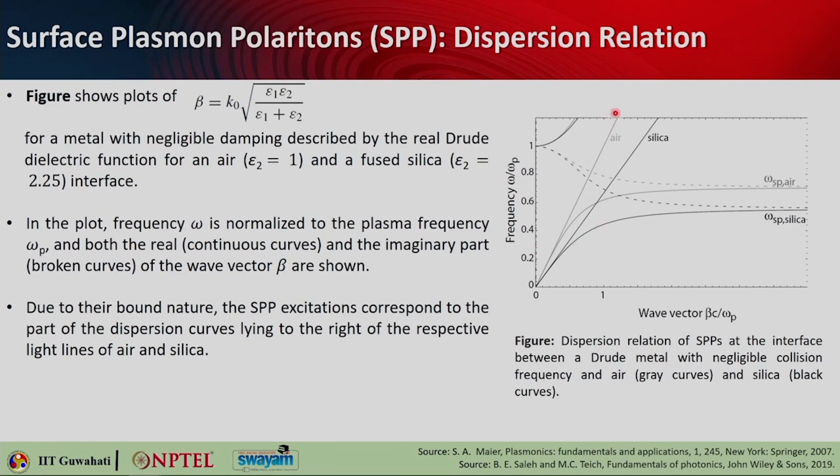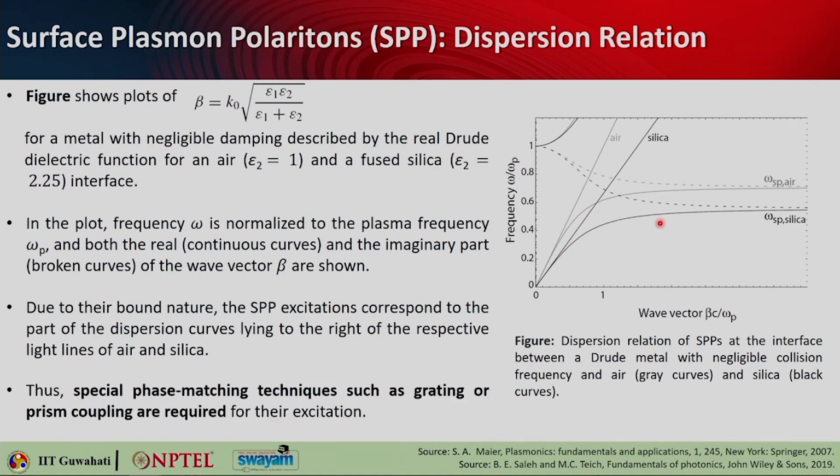Here, light line means the dispersion relation is simply omega equals c k, okay. And for this one, what is the dispersion relation? Omega equals c by n times k, okay. So, these are called the light lines. You will see that in both cases the SPP relations are lying towards the right of these, okay.